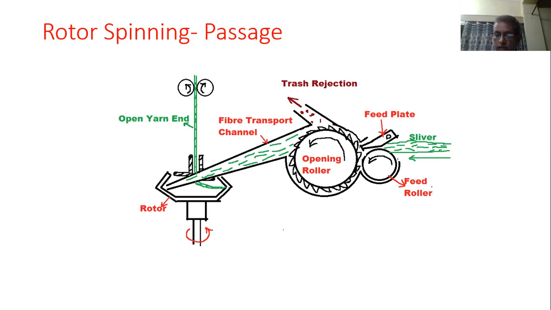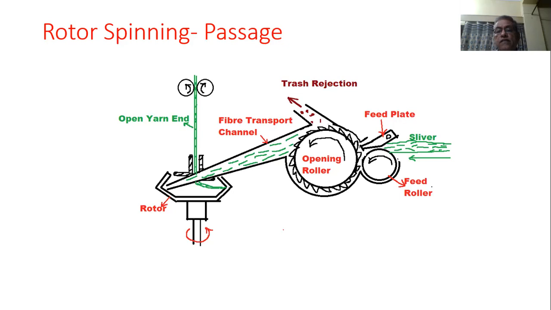So it is shown with the green color from the right hand side. We are feeding the sliver, and then this sliver is passing through feed plate and feed roller. So there can be different kinds of feeding arrangements. The feed plate may be below also, and feed roller may be above also. So various manufacturers are using different principles, but the main aim is to feed the sliver to the opening roller.